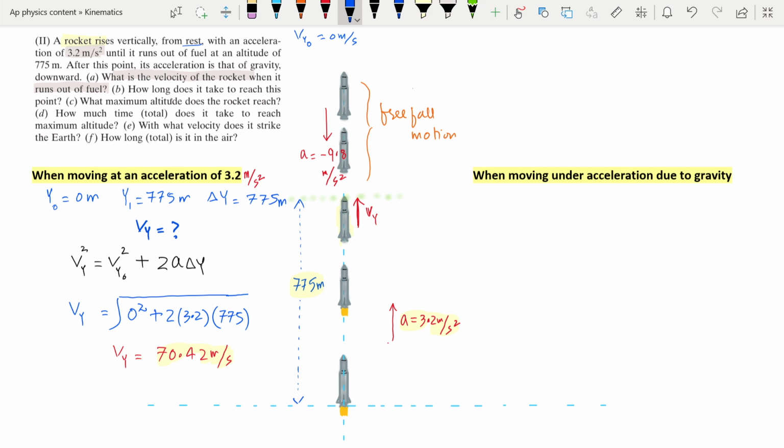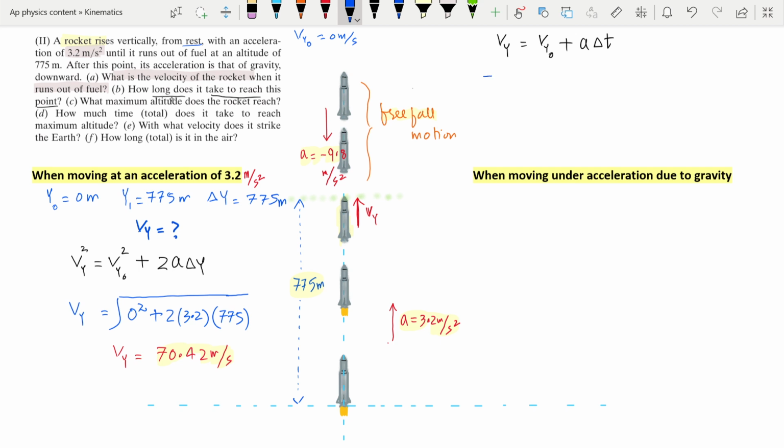But as you know, there's no fuel that is consumed by the rocket anymore. That's why now it will fall freely, meaning that its acceleration due to gravity is negative 9.8 meter per second square. So our next question is, how long does it take to reach this point? Which point? At this point. So we will once again use the same data. Which equation should we use? Vy equals Vy initial velocity plus acceleration times the time taken.